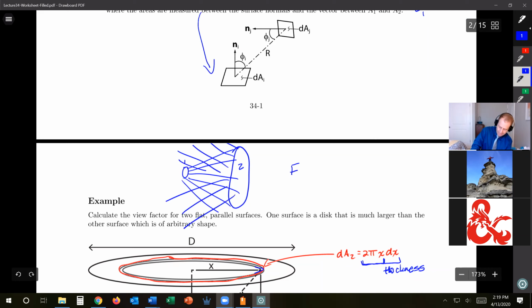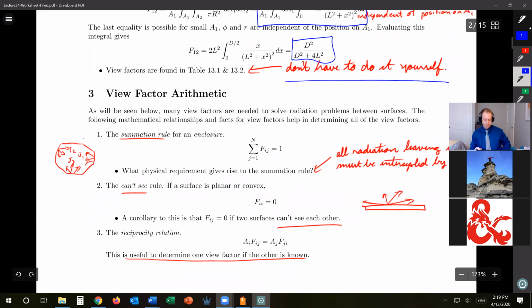So Fij is not always equal to Fji. If there's symmetry, then that's true. But Fij is not always equal to Fji. But there's lots of rules for view factors that you need to know, because you're going to have to use these rules to generate all the view factors you need for your system. So let's talk through these rules. It's not that hard a rule.